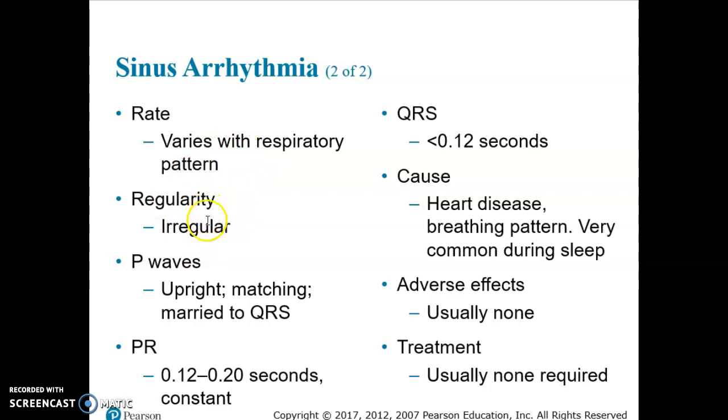It's an irregular rhythm. Our P waves are still upright and matching. They're married to the QRS. Our PR interval here is the same, 0.12 to 0.20. The QRS is less than 0.12. And again, the causes can be heart disease, breathing pattern, and it can be very common during sleep. There's usually no adverse side effects, and there's usually no treatment.